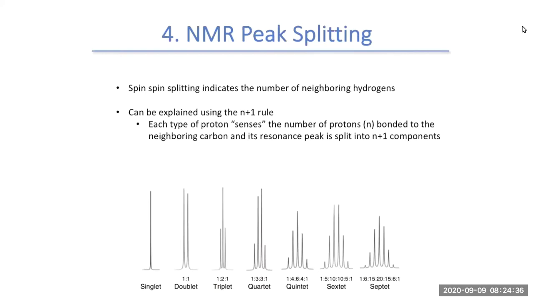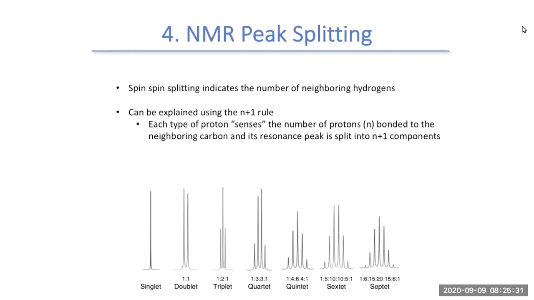Some examples of our NMR peaks here are a singlet, a doublet, a triplet, quartet, quintet, sextet, and septet. The name we give to the peak indicates how many times it got split. So a singlet got split 0 times. A doublet got split once, a triplet got split twice, and so forth.